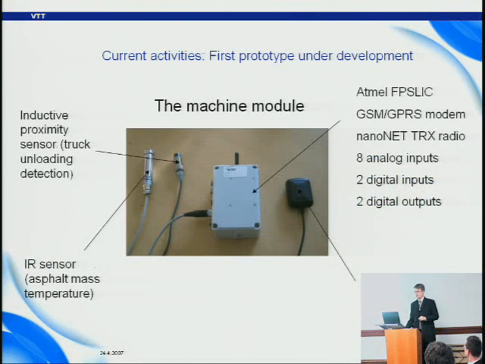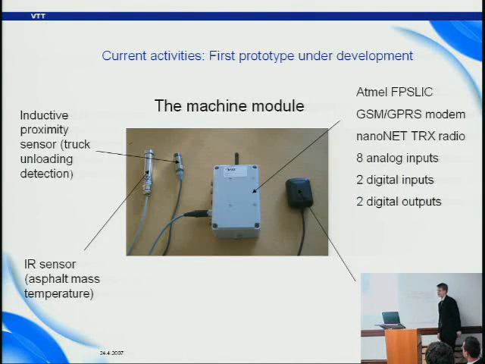And here's the first prototype that is under development. This is the machine module, and it's a very simple microcontroller-based model which has different interfaces, GPS, and some sensors like an IR sensor for measuring the temperature of the asphalt mass, and an inductive proximity sensor for detecting the unloading of the mass.